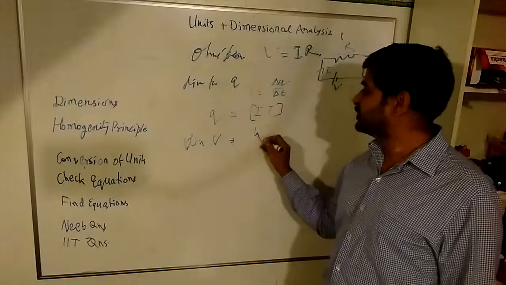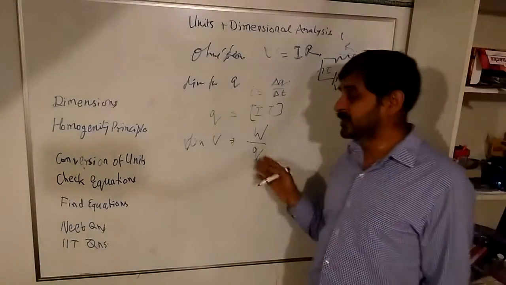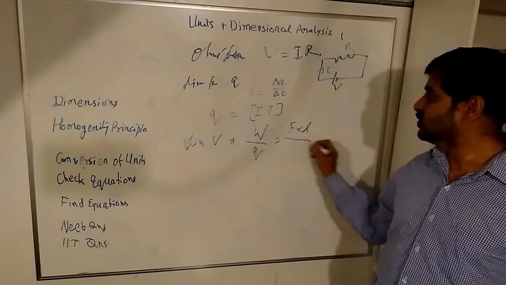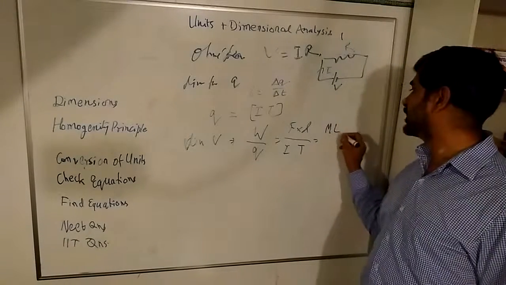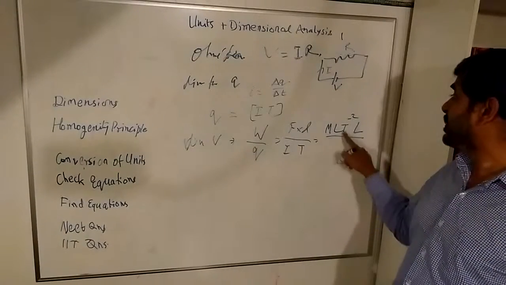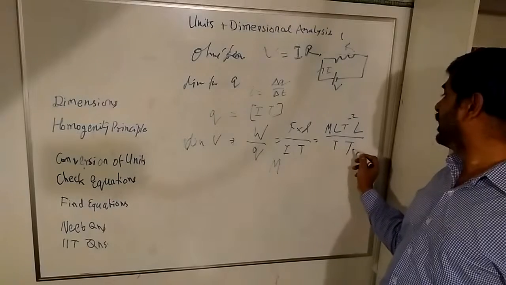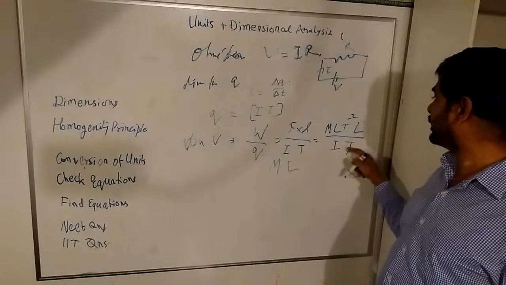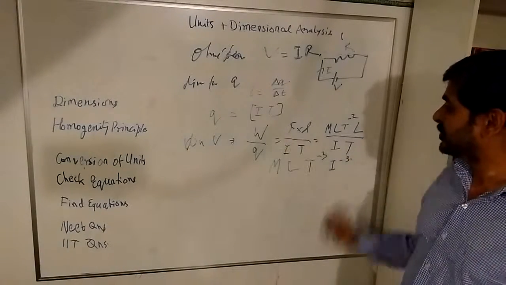Voltage is defined as the work done per unit positive charge in bringing it from infinity to some point, that is W by Q. W is work done, which is force into distance, divided by Q. Q is nothing but current into time, so I into T. Force is mass into acceleration, M L T to the power of minus 2, multiplied by the distance L, and divided by I into T. T goes up, and this becomes M L T to the power minus 3 into I to the power of minus 1.